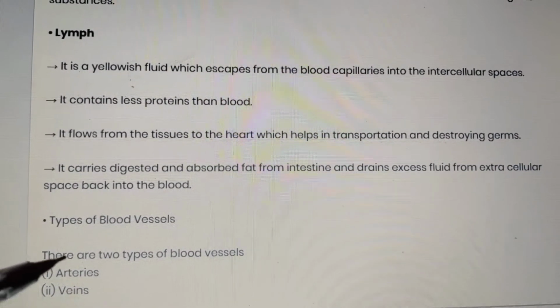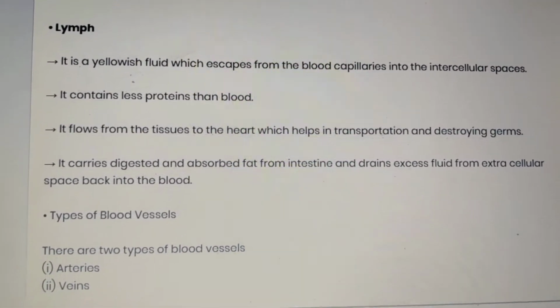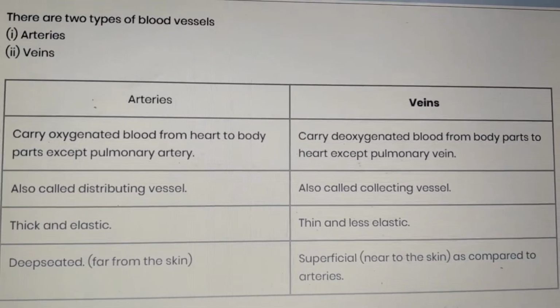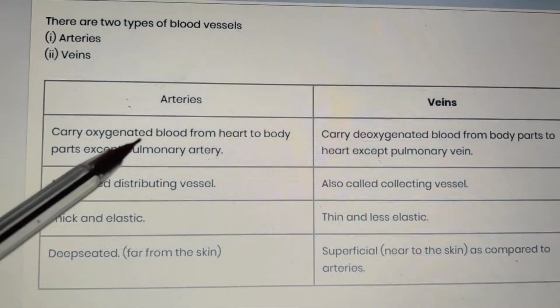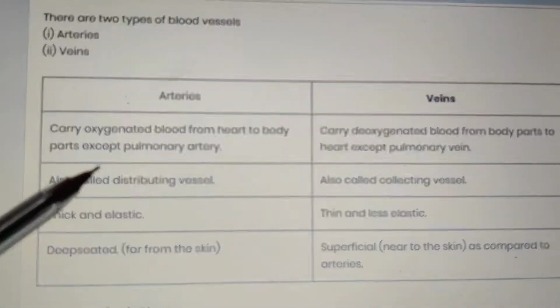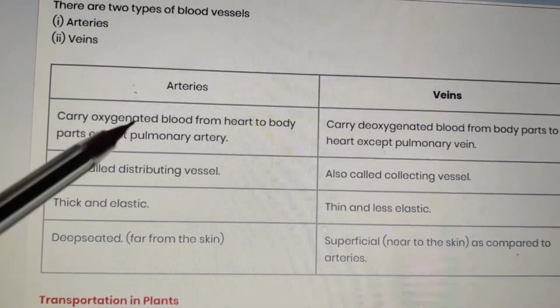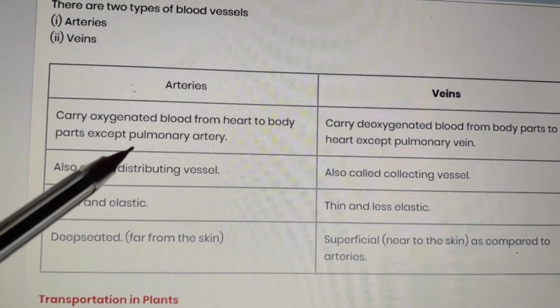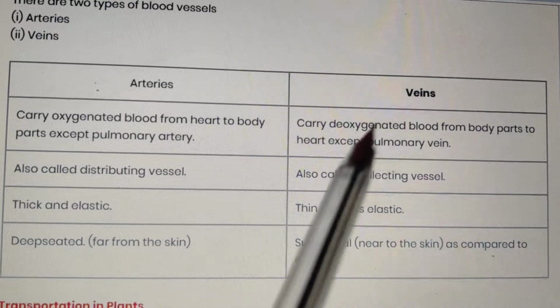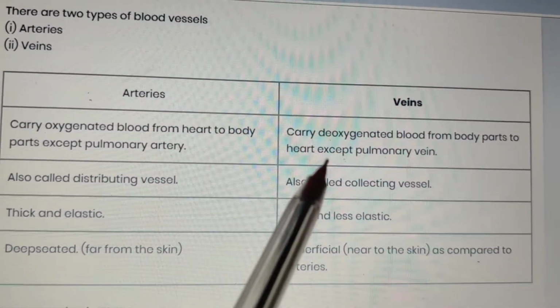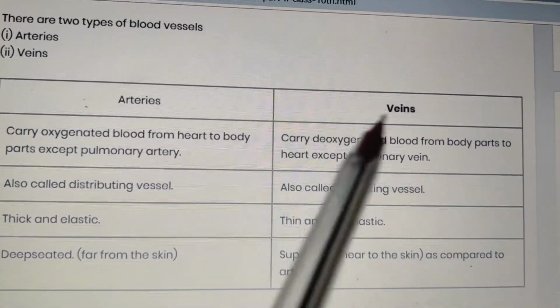Now we will see the difference between arteries and veins. As we know, arteries carry oxygenated blood from the heart to the different body parts, except the pulmonary artery. This is an important exception. But veins carry deoxygenated blood from body parts towards the heart, except the pulmonary vein. This is the exception.